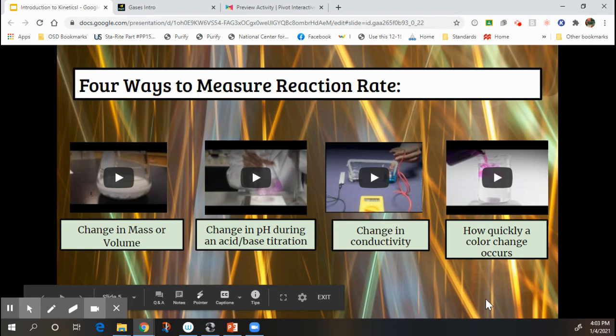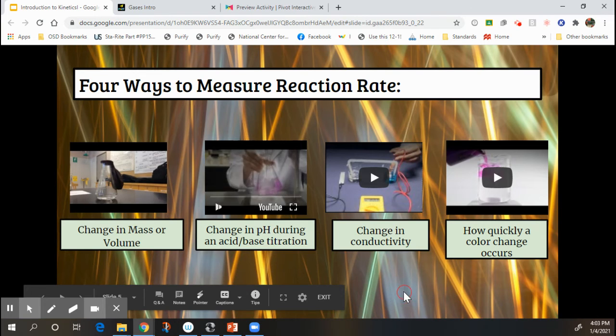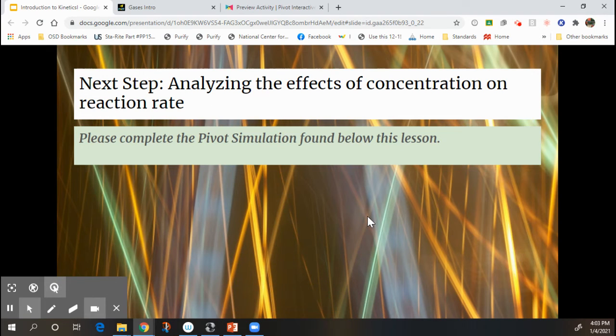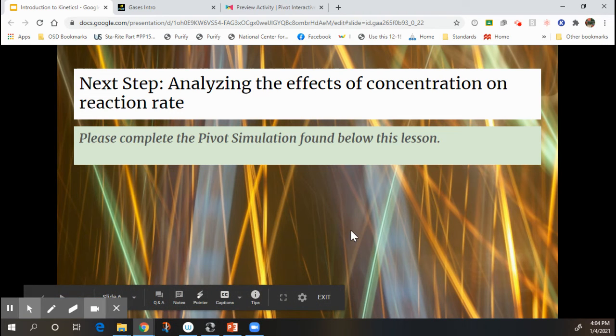Sadness again. So this is going to be the end of the first initial introduction to kinetics. Where we're going next is we are going to analyze the effects of concentration on a reaction rate. So I indicated during the color change video that the higher the concentrations, the faster your color change would occur. And also the speed of the reactions dictated what colors appeared when.